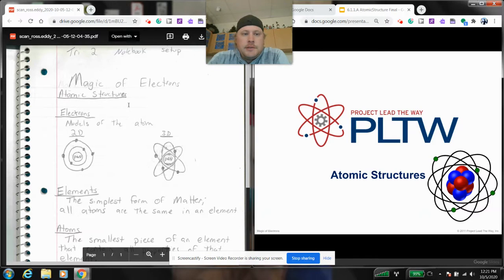Our first set of notes is going to be called atomic structures. What I did in our notebook is I mentioned that we were in try 2, and obviously you're not going to write notebook setup, but I did. What is the unit we are in? We are in the magic of electrons unit. So I'm putting that as a big header. You could write it bigger, whatever.